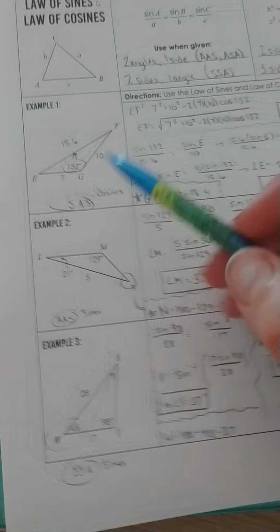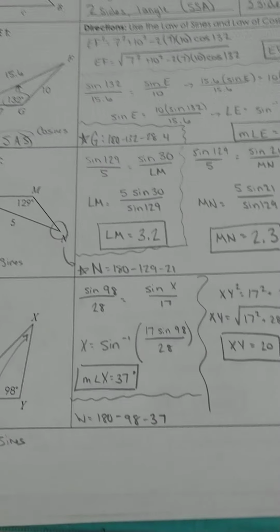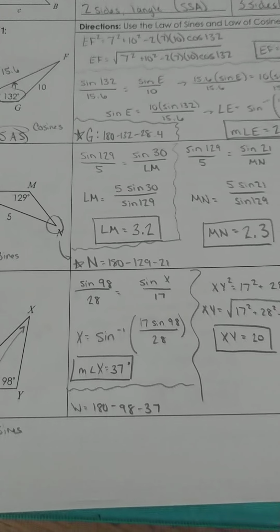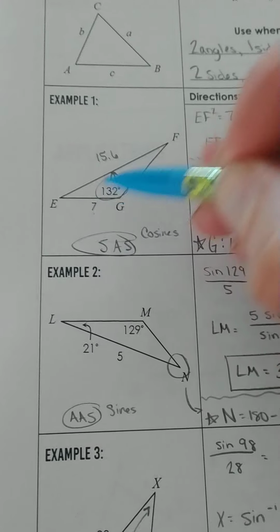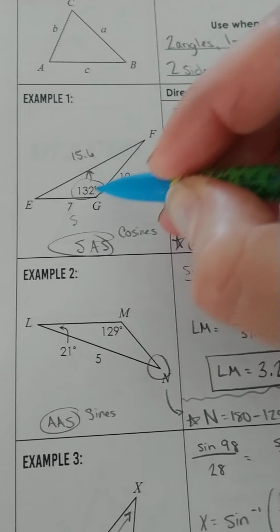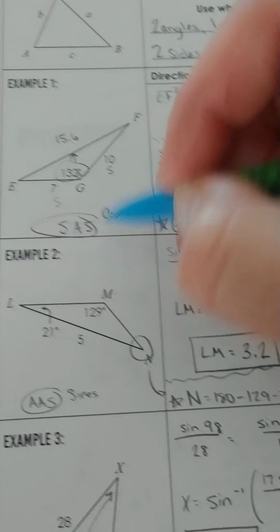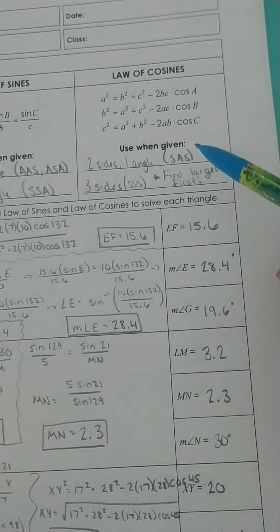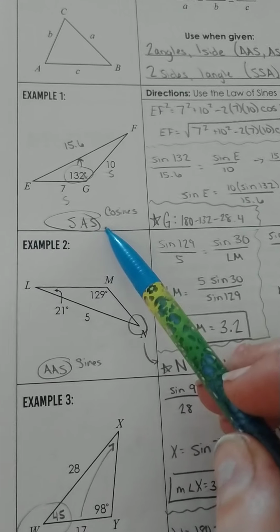So, example number 1. And I'm going to kind of hop and bop back and forth between a separate sheet of paper. I might do it all on this. But first things first, you've got to look. You're given a 7, an angle, and a 10. Well, that's a side, that is definitely an angle, that's a side. That's an SAS. SAS, we determined that was a law of cosines. So we are going to start with the law of cosines.